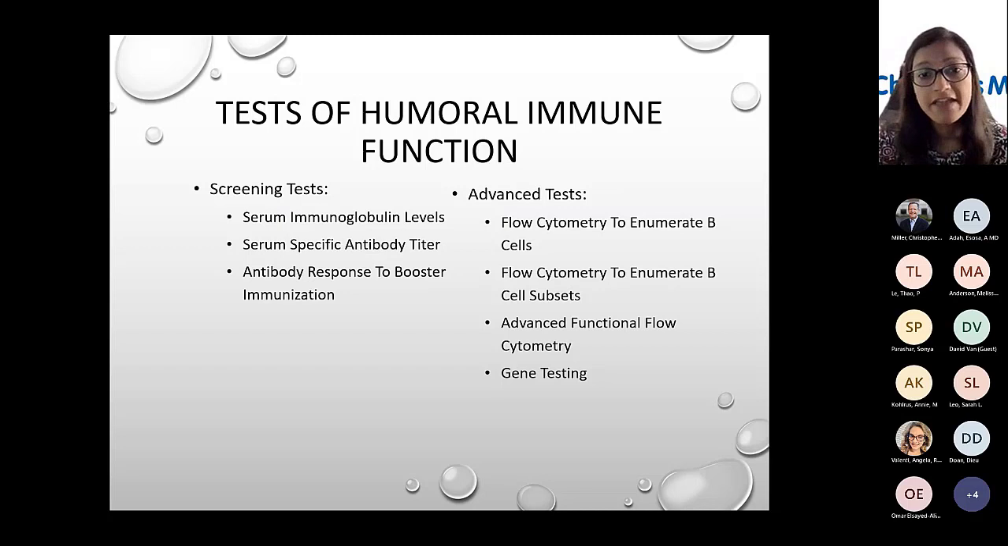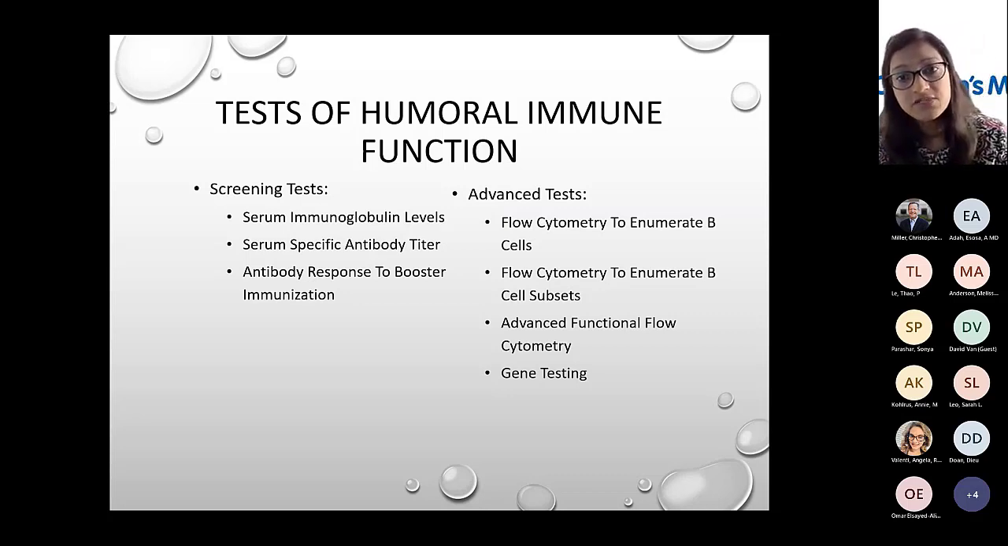So if we are thinking of antibody deficiency, the screening tests would include immunoglobulin levels, IgG, A, M, E, all of those come in handy. Looking at the antibody titers to specific vaccines looks at the function of those immunoglobulins. And then if those are low, you can give them boosters and repeat the antibody response.